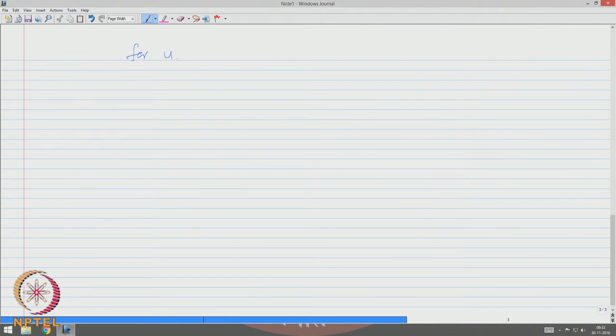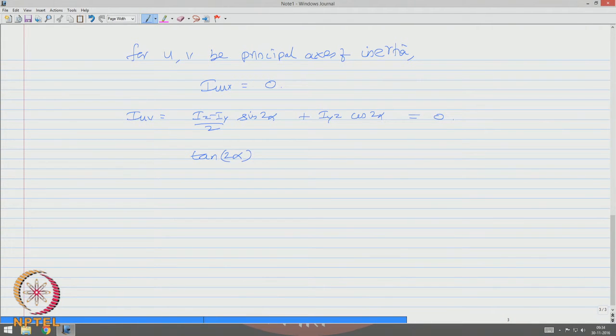For u and v to be principal axis of inertia, I u v should be 0, that is I z minus I y by 2 sin 2 alpha plus I y z cos 2 alpha should be set to 0. So, by rearranging, you will know that tan 2 alpha is minus 2 I y z by I z minus I y.